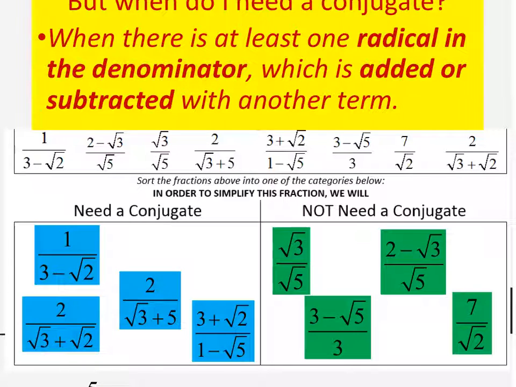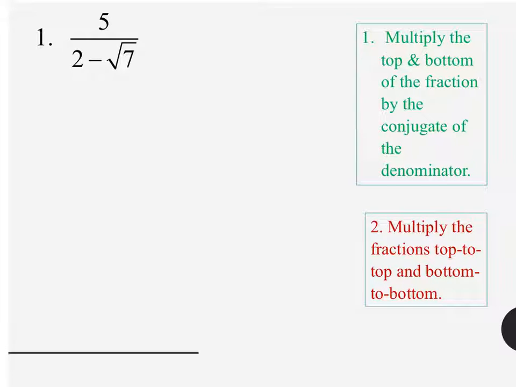Alrighty, so take a look at everything that needs a conjugate. We see 2 terms at the bottom, 2 terms at the bottom, 2 terms at the bottom, 2 terms at the bottom, and 1 is a radical. Let's take a look over here. 1 term at the bottom, 1 term at the bottom, 1 term at the bottom, and 1 term at the bottom. Okay. So basically, this one here needs a conjugate.